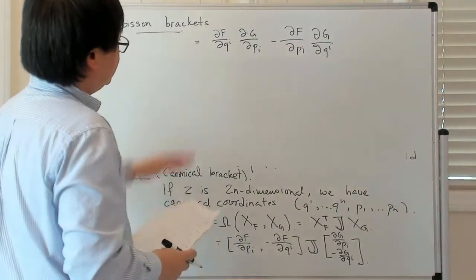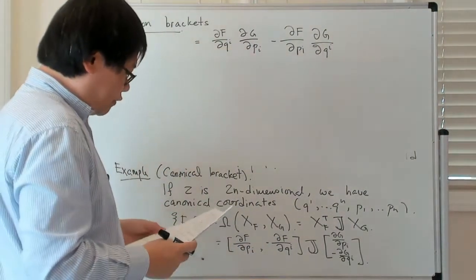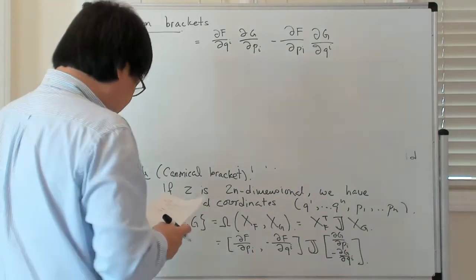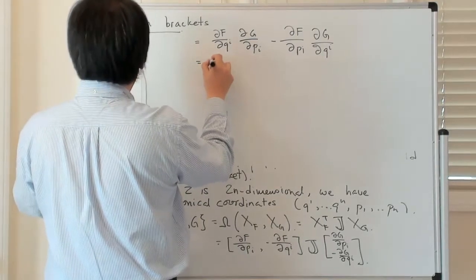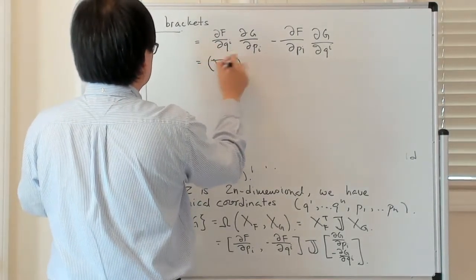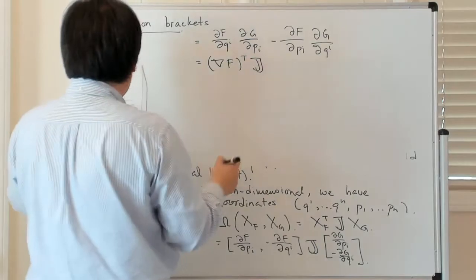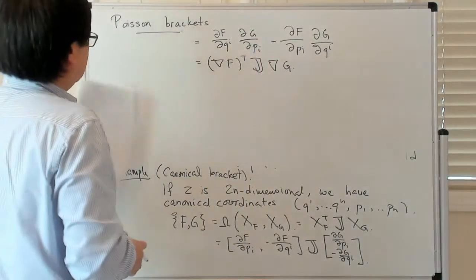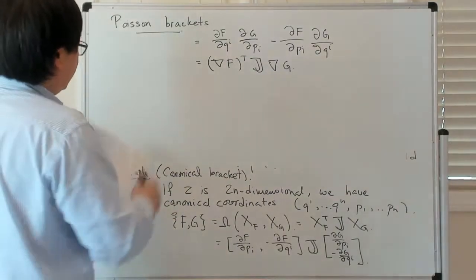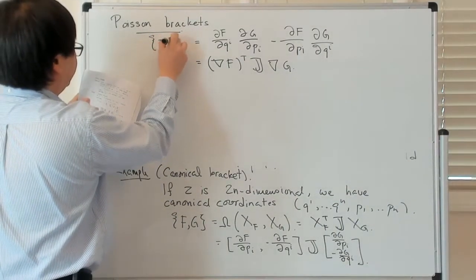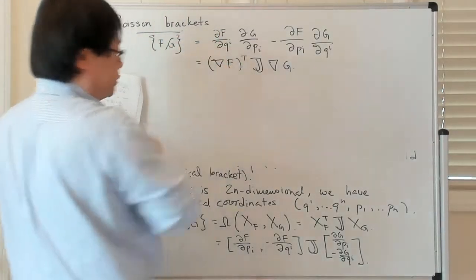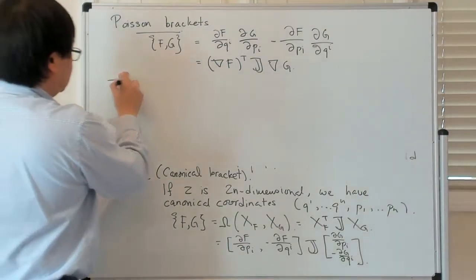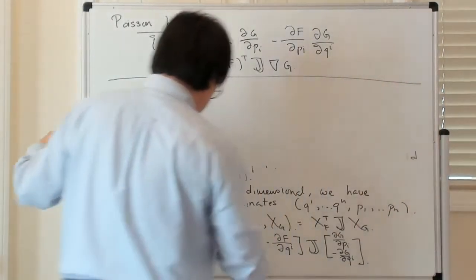So that's one way to do this. If you want to write this in terms of gradients and the symplectic matrix, you can. So this looks like the gradient of f transpose, the symplectic matrix, and then the gradient of g. So this is really the canonical Poisson bracket of f and g. Both of these expressions are commonly seen.